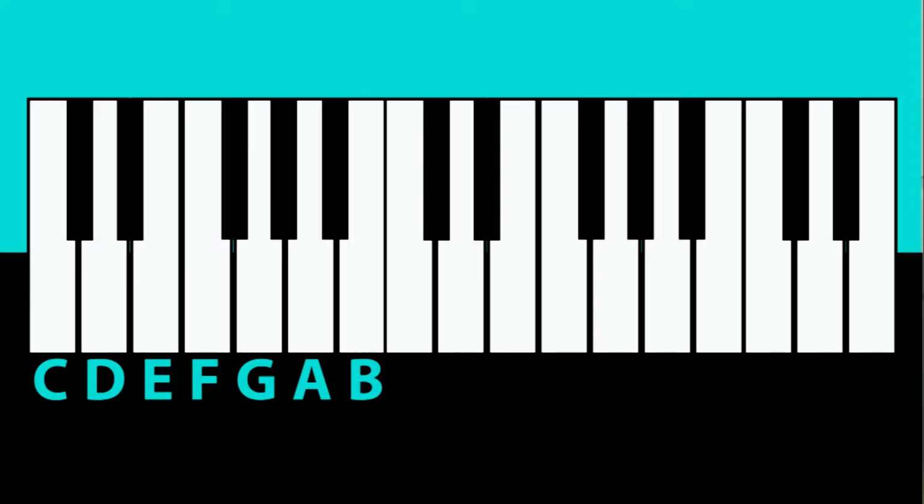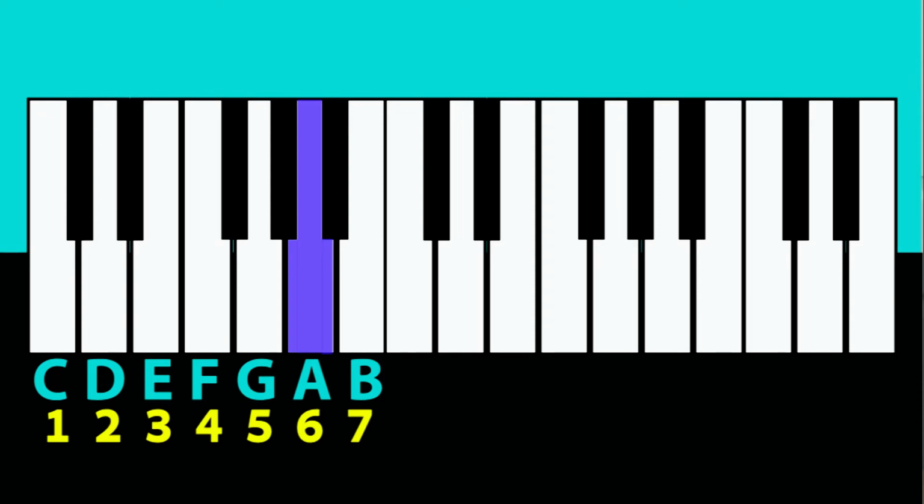The scale itself is called the natural minor scale because it's naturally occurring in the key of C major. It's also known as relative minor because it's closely related to the key of C major. If we look at the key of C, A is on the 6th scale degree. So in any given key, the major scale occurs on the root or 1st scale degree, and the relative minor occurs on the 6th scale degree.